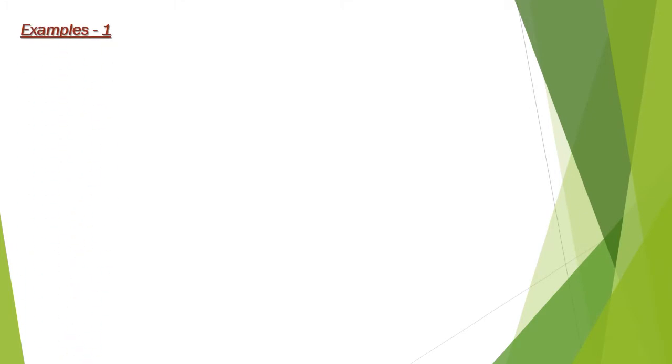Example 1, and this is a very important example. We have to construct a matrix. Don't forget i is row and j is column. This ij is the very general way of representing a matrix, and you can see i is row and j is column.